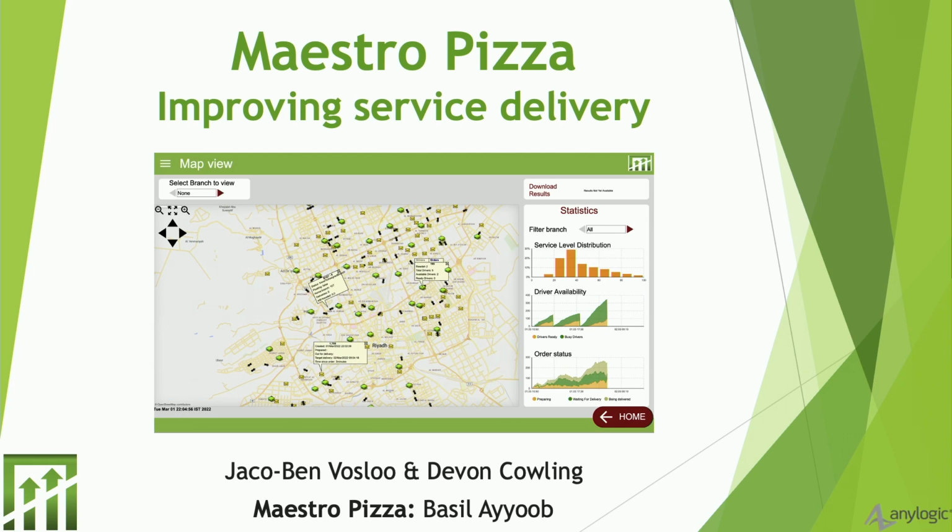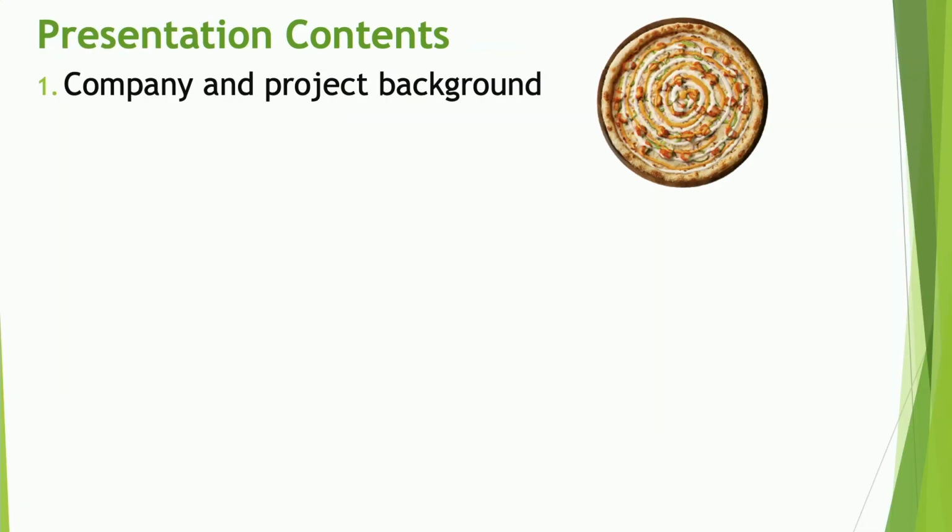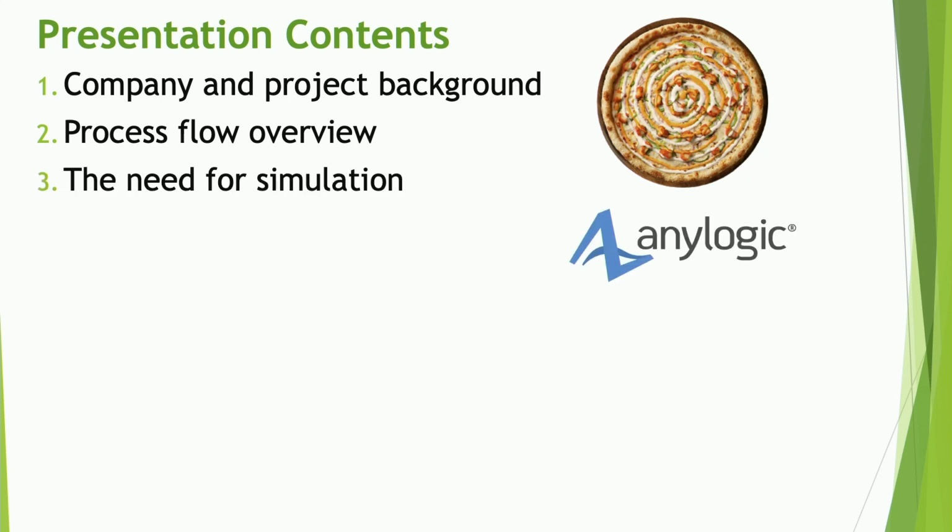So to start off, I'm going to talk a bit about the company and the background to the project, what were the types of questions that we wanted to answer. In order to do that, you need to have a little bit of an understanding about the process flow, but it's actually something I think everybody is familiar with: ordering fast food. Once we look at the intricacies of the process and why it's so complicated, you'll understand the need for simulation and why this is not a problem that you can answer with spreadsheets.